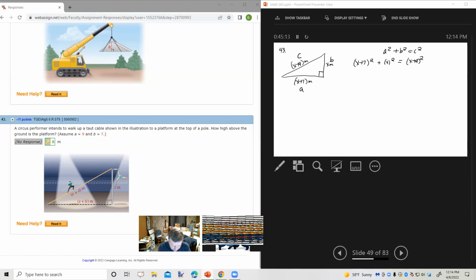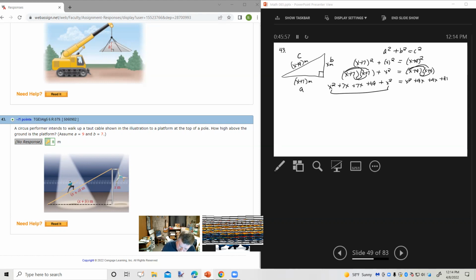So far, so good? Yes. So then x plus 7 times x plus 7 plus x squared equals x plus 9 times x plus 9. Foiling the x plus 7 times x plus 7, we get x squared plus 7x plus 7x plus 49. Plus the x squared that was already there, and then foiling the right side, x squared plus 9x plus 9x plus 81.